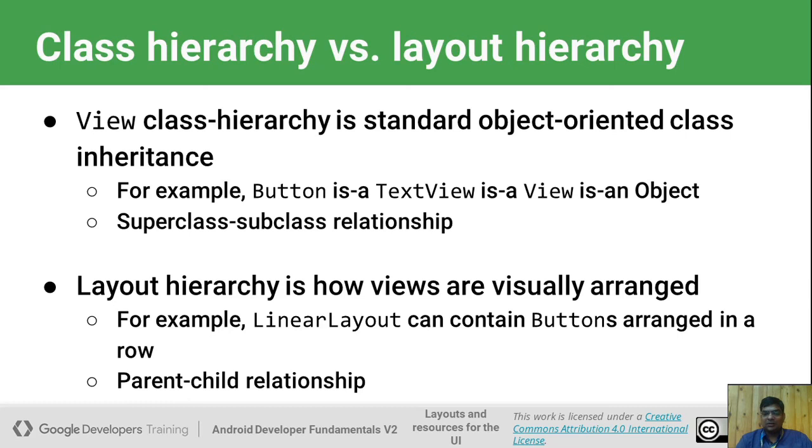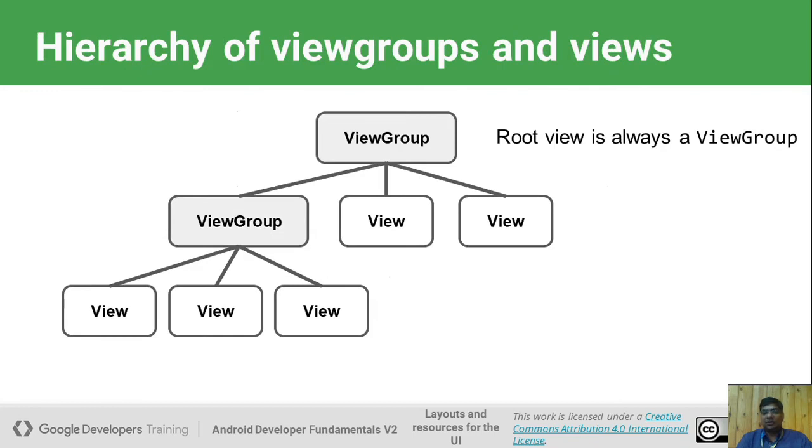Next is layout hierarchy. Layout hierarchy is how views are usually arranged. For example, linear layout can contain buttons arranged in a row. Parent-child relationship means it has an upper class and a lower class, but in view hierarchy the superclass means multi-level inheritance, and in this only single or multiple inheritance are performed. That is the hierarchy of view groups.